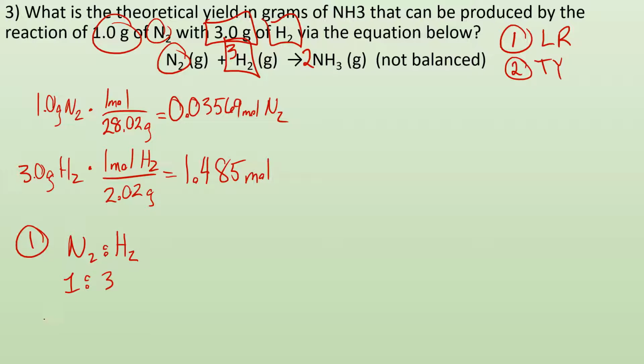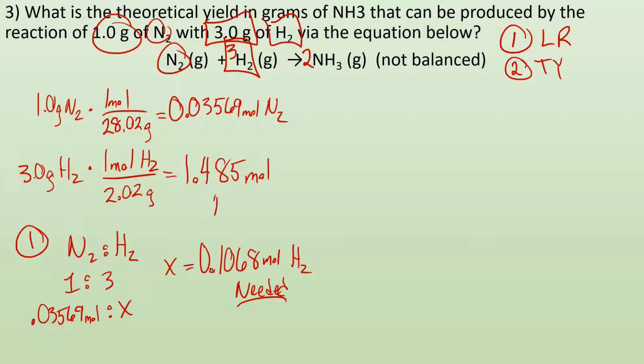If I have 0.03569 moles of N2, how much H2 would I need to react with that? So cross multiply and divide, and you get X equals 0.1068 moles of H2 needed. Well, how much do I have? I have extra. I have more H2 than I need, so that tells me my N2 is going to be what I run out of. So that's my limiting reactant. So my limiting reactant is N2.